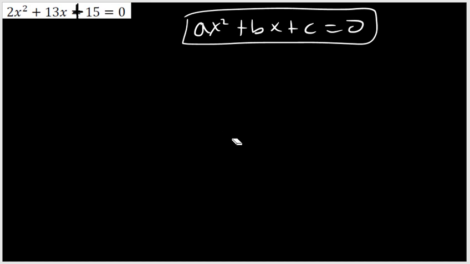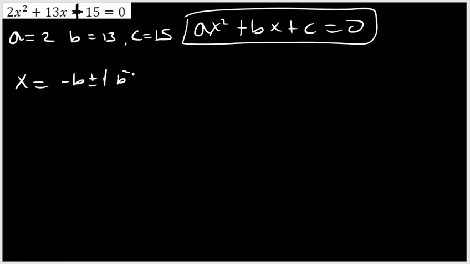Let's do it. So in this quadratic equation, what is a? First let's identify the coefficients. The coefficient of x squared is a, that is 2, and what's b? 13, and what about c? It is 15. So x is equal to negative b plus or minus the square root of b squared minus 4ac, the whole over 2a.